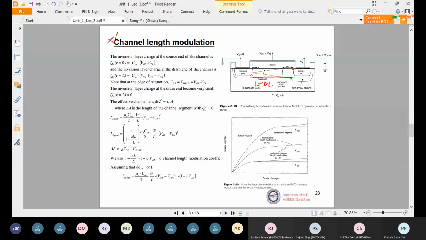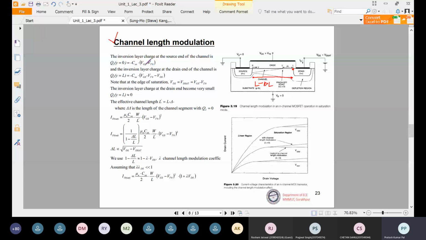Here, in the inversion layer, the charge at the source end of the channel is given by Qi at y equals 0. This charge will be minus COX, the capacitance we have already considered, multiplied by the voltage, which will be VGS minus VT0 minus VC(y), where VC(y) at y equals 0 is 0. That's why it is written only as minus COX (VGS minus VT0).